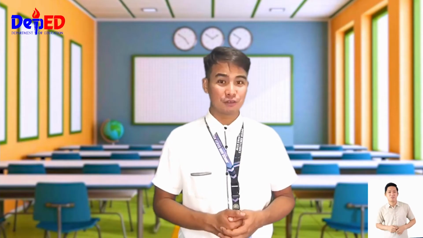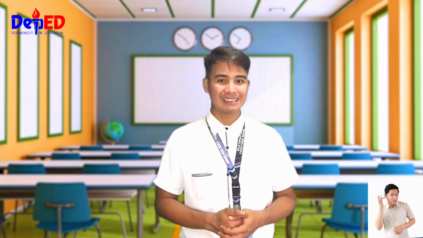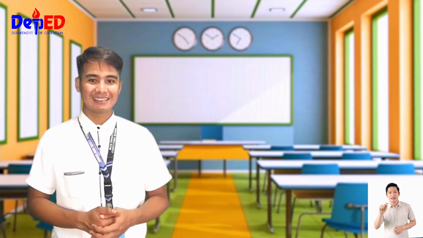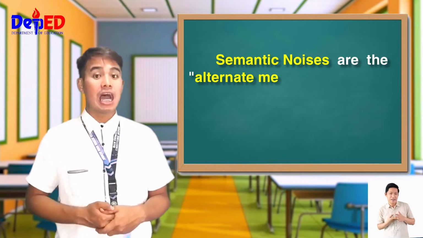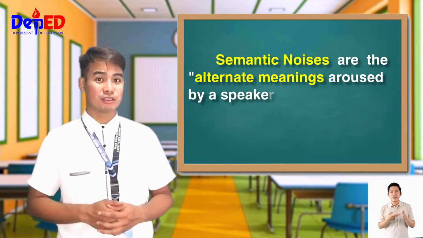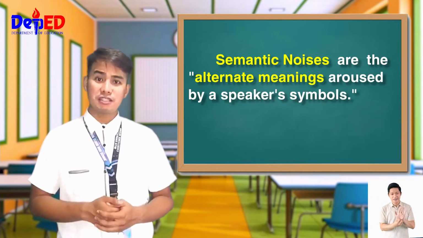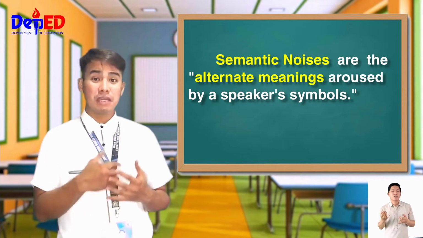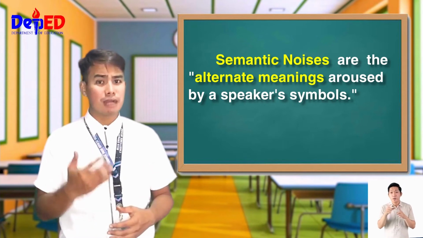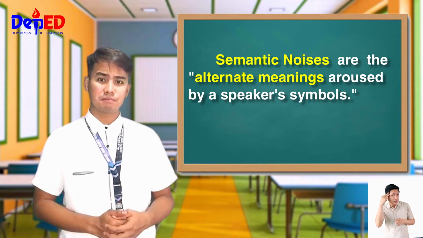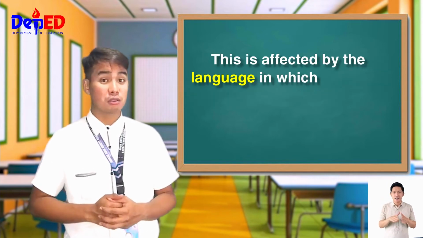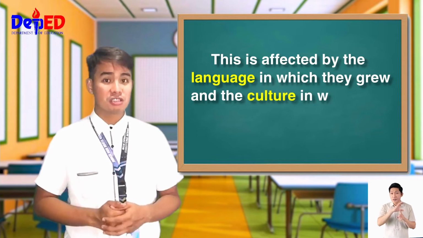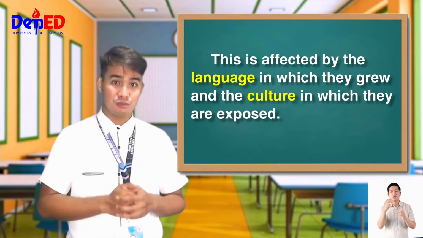The third kind of noise is semantic. Semantic noises are the alternate meanings aroused by a speaker's symbols. This idea means that a word may have another meaning in the minds of the students. This is affected by the language in which they grew up and the culture to which they are exposed.